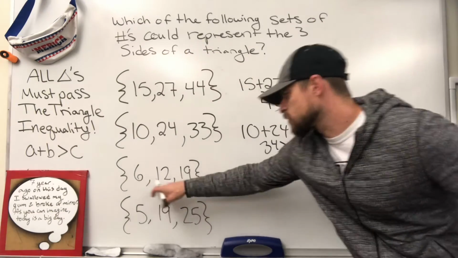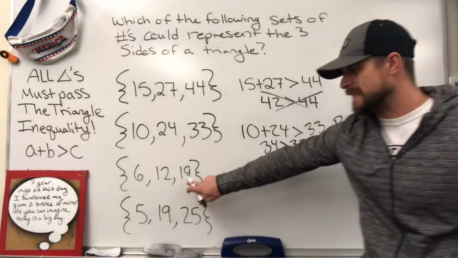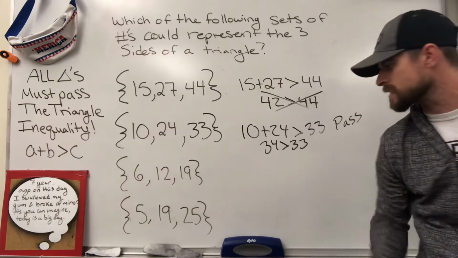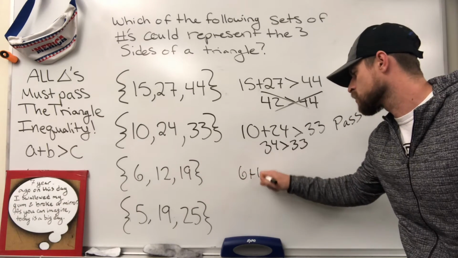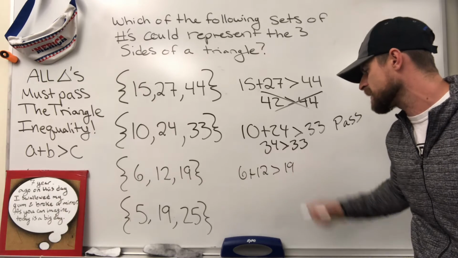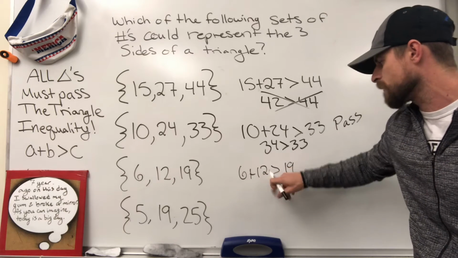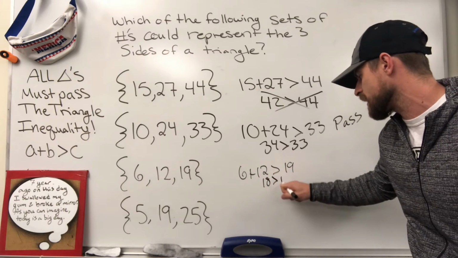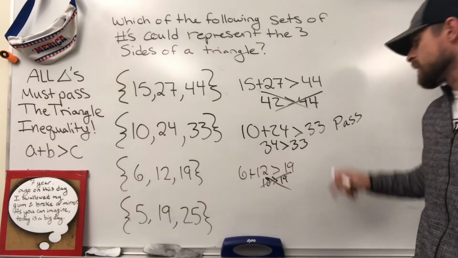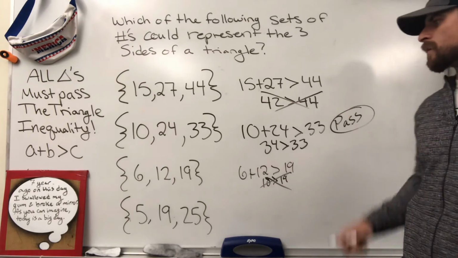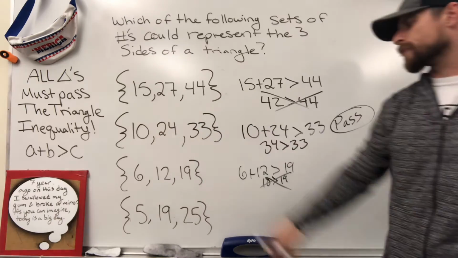Okay, 6, 12, 19. We should just look at it, say 19 is the biggest, therefore 19 is my C. 6 plus 12 greater than 19. Let's find out. 6 plus 12 makes 18, which is not greater than 19. That fails. Can't create a triangle. So far, the only one we can do it with is 10, 24, and 33.